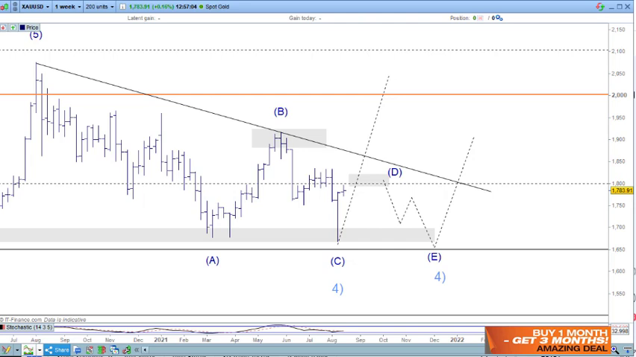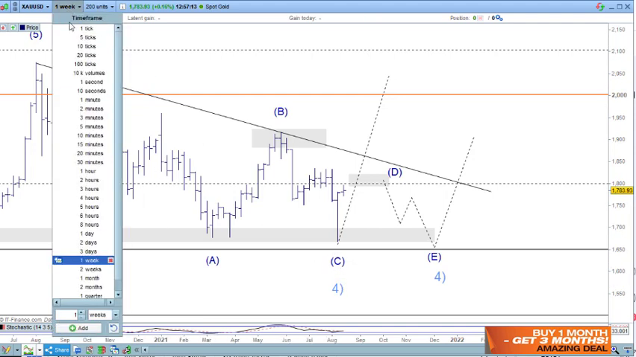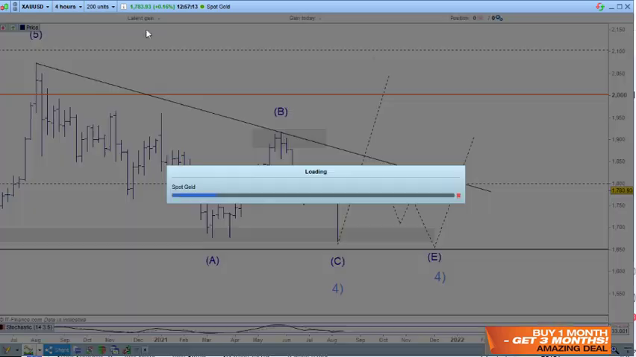So let me think for a moment here. So if we look at wave C here of 4, I think that was on the 4-hour chart.